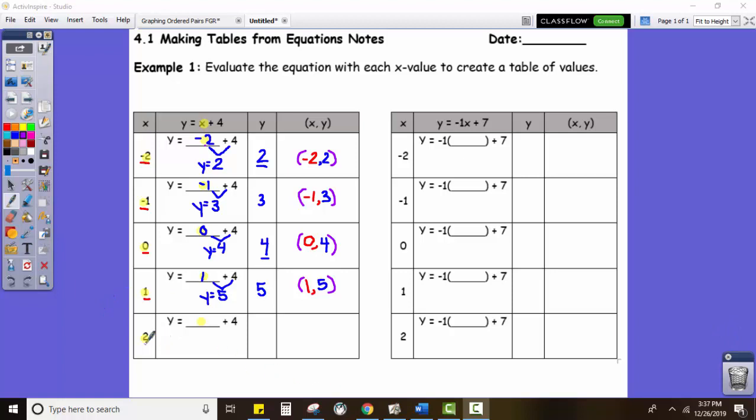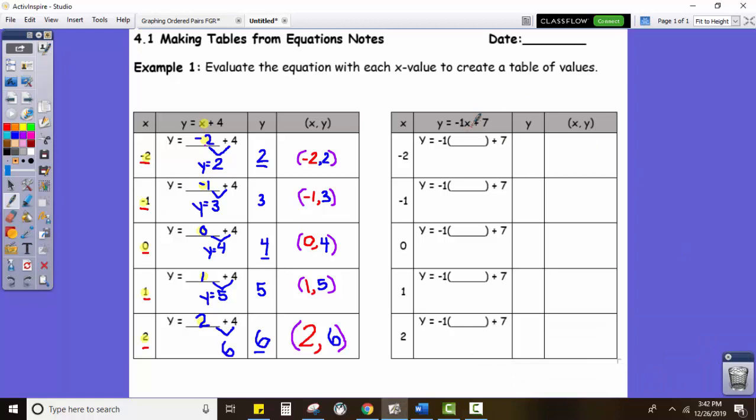So for the last one, I'm going to plug in 2 for the x value. So it'll be 2 plus 4. I know 2 plus 4 is 6. So that's my y value. And then for my ordered pair, I look on the x side, I plugged in 2. So I write 2, comma, and I got out 6. 2, comma 6 with parentheses.